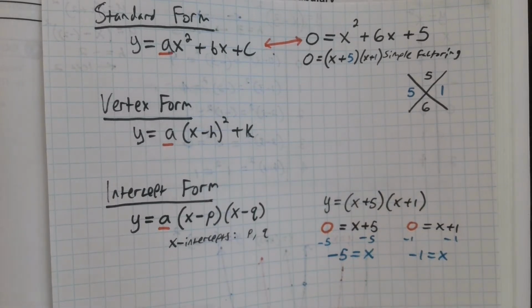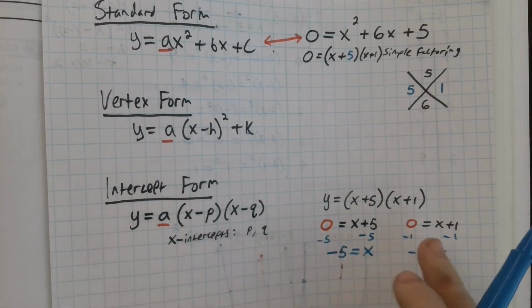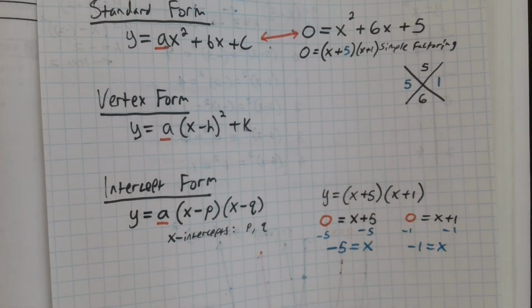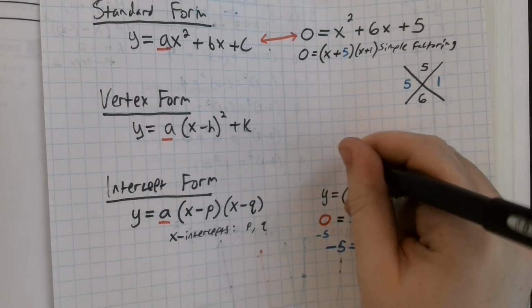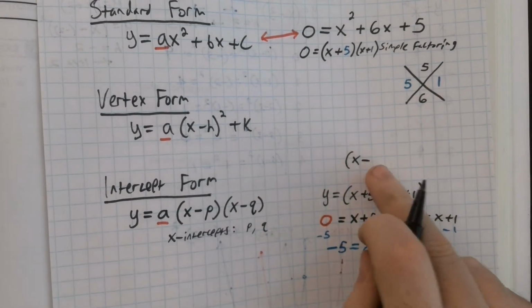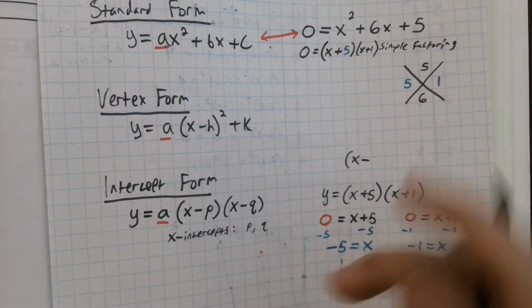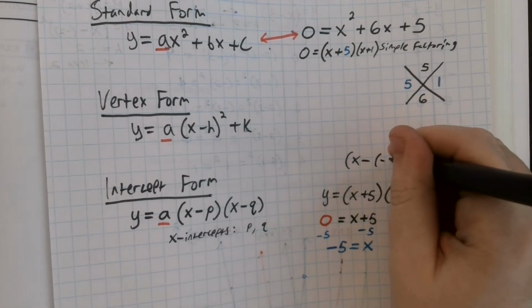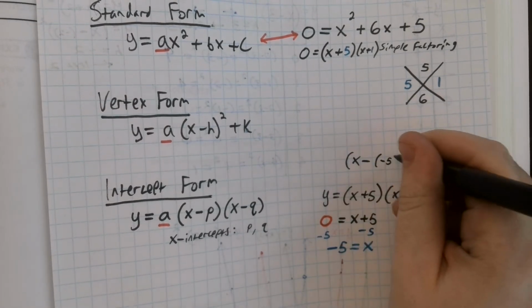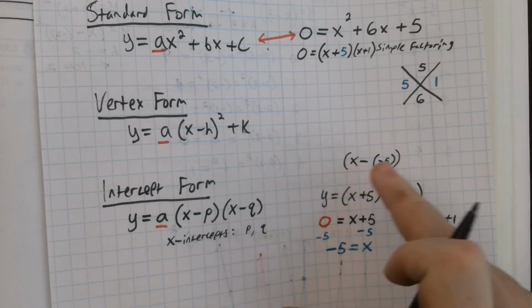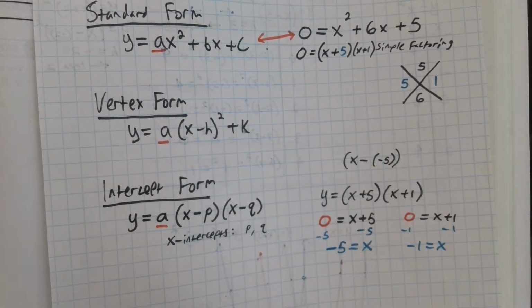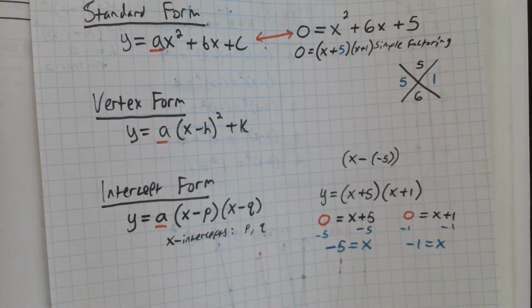So our x-intercepts, P and Q, are negative 5 and negative 1. And that makes sense, right? If we wanted this to be x minus P, it would make sense for our P value to be negative. That way, when you simplify it, x minus negative 5 turns into x plus 5. And the same applies with our x plus 1.